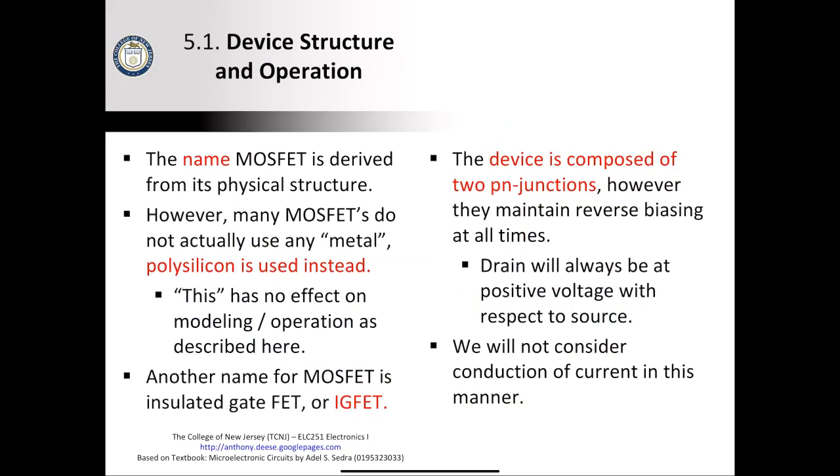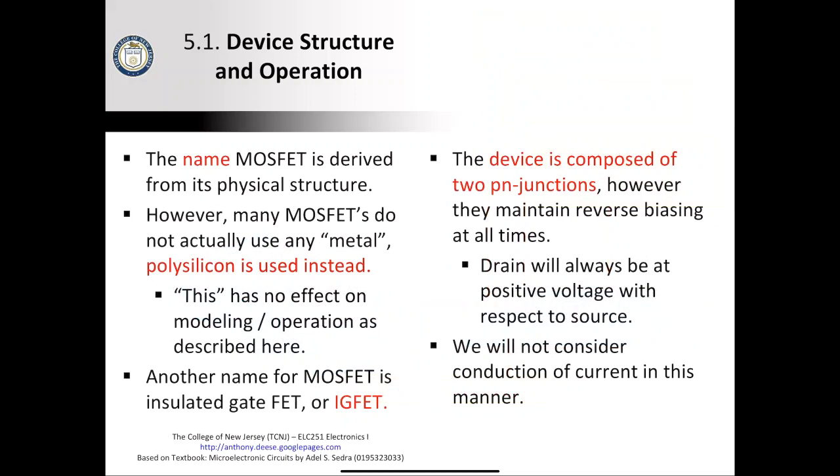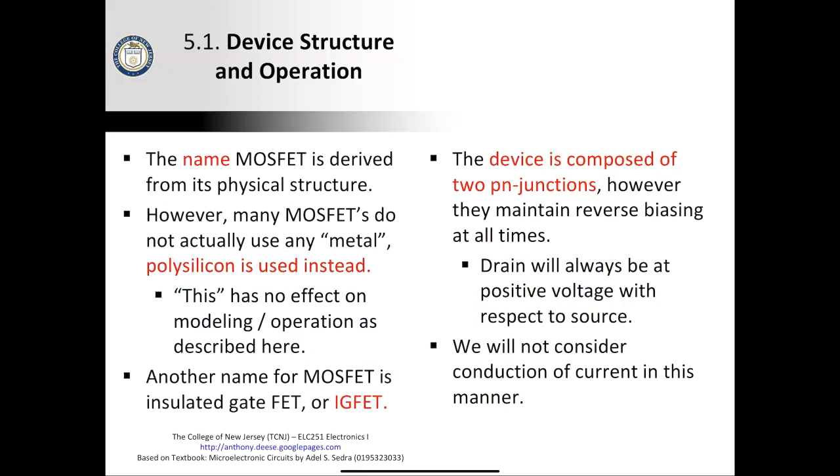Okay, the name MOSFET is derived from its physical structure. Metal oxide, that's this part down here, semiconductor, field effect transistor. And field effect, we'll see what that means in a second. Essentially here, we are going to generate an electric field that is going to affect how the transistor works. So metal oxide semiconductor, and then field effect, electric field effect transistor.